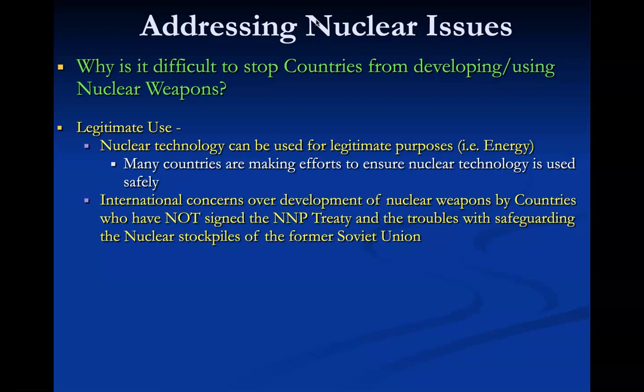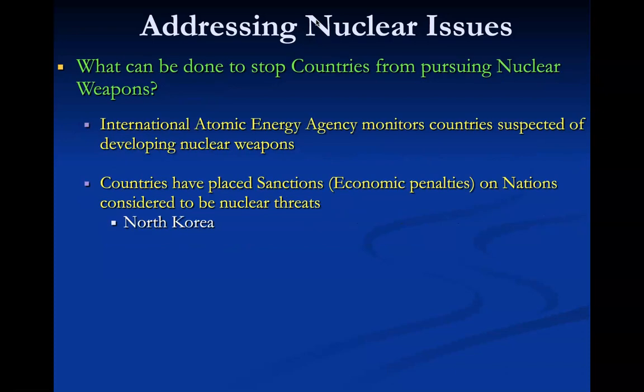But we do have some international concerns over the development of nuclear weapons by countries who have not signed the NNP treaty, and the problems with safeguarding the nuclear stockpiles of the former Soviet Union. So there are countries who decided that nuclear weapons is a good thing, and they didn't sign that treaty. And then you also have some of the nuclear weapons that the Soviet Union had. When they collapsed, they lost some of them. Don't really know where they are. They could be at the bottom of the ocean. Some bad people could have them. We honestly just don't know.